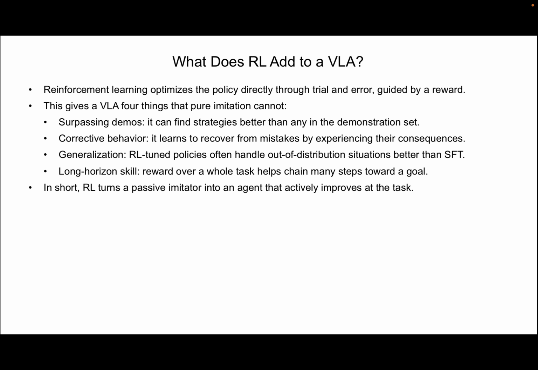And fourth, long-horizon skill: reward over a whole task helps chain many steps toward the goal. In short, RL turns a passive imitator into an agent that actively improves at the task.